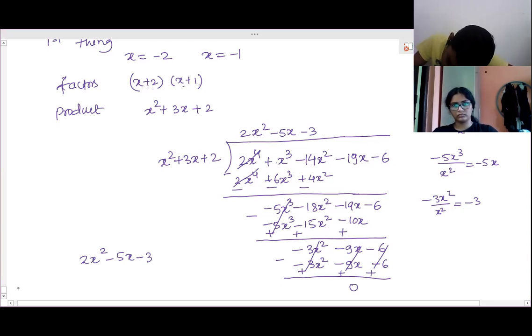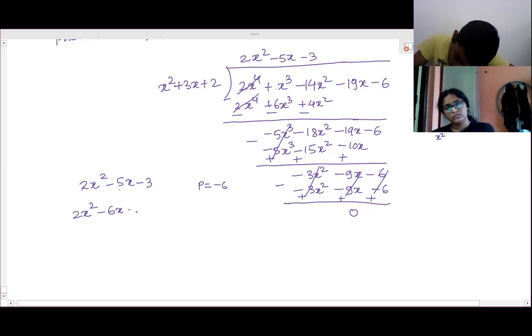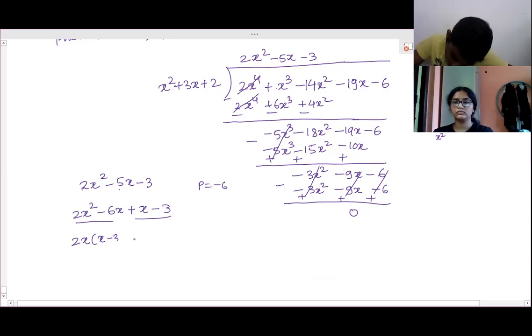Now factorize it. Ma'am, the answer is 2x plus 1. 2x square, wait. 2 into minus 3, so the product is minus 6. So that means the difference of two terms is minus 5. So that is 6 ones: 2x square minus 6x plus x minus 3. Factorize separately. 2x common, x minus 3, plus nothing is common, so 1 into x minus 3. So x minus 3 is one factor and 2x plus 1 is the second factor.